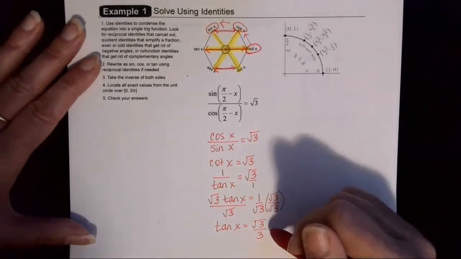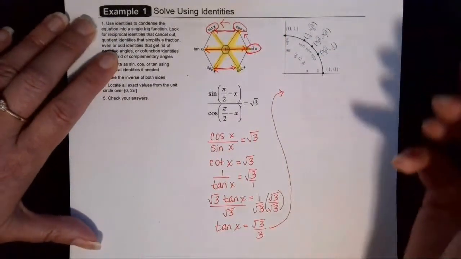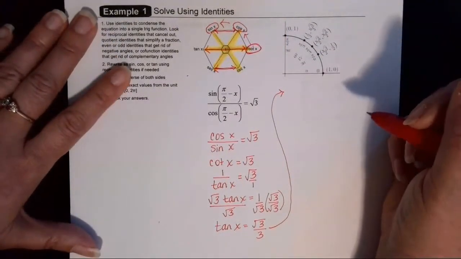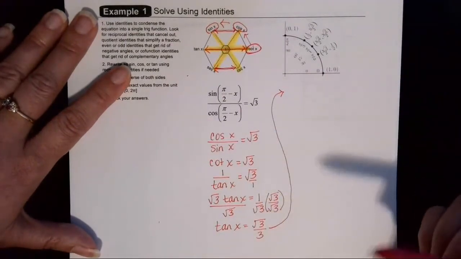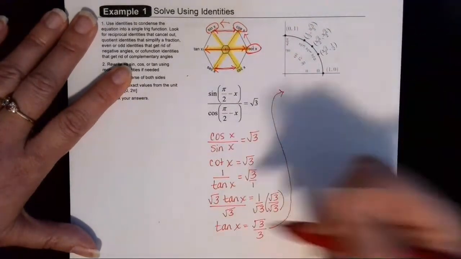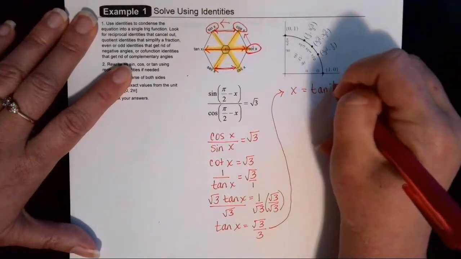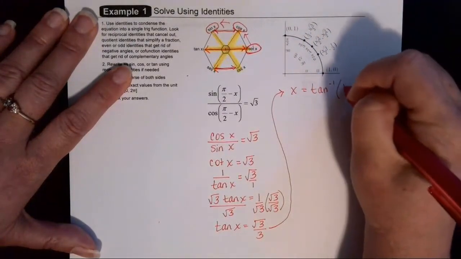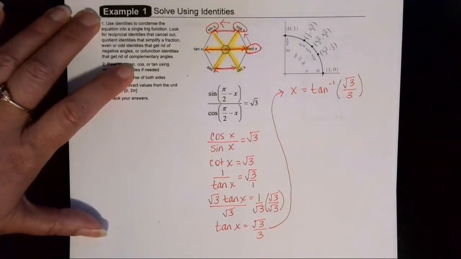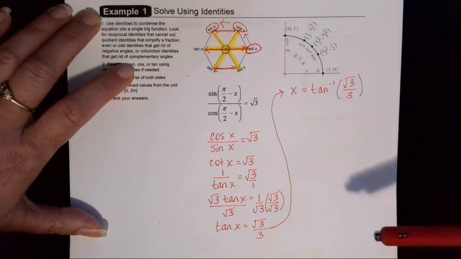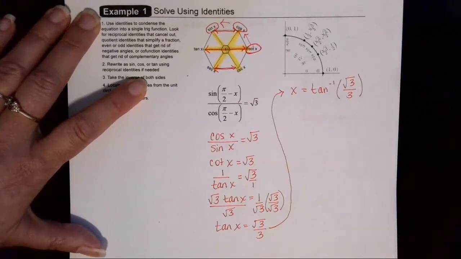Okay, so now we're back to just a real basic one-step trig equation that we learned how to do in our previous unit. So we want to look to get this x by itself, we want to look to take the inverse of both sides. So x is equal to the arctangent, or the inverse of tangent, of square root of 3 over 3. So we're looking for the angle on the unit circle that has a tangent of positive root 3 over 3.